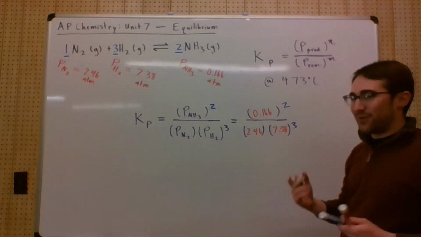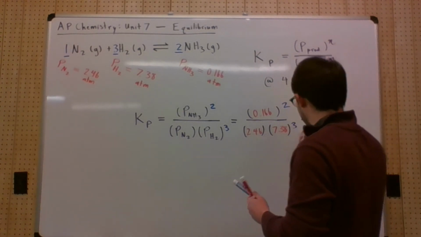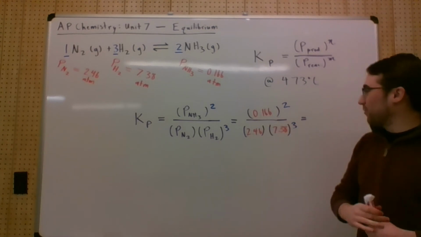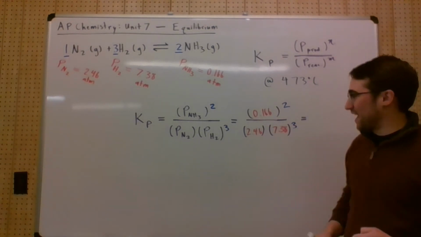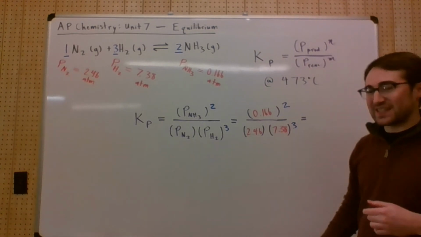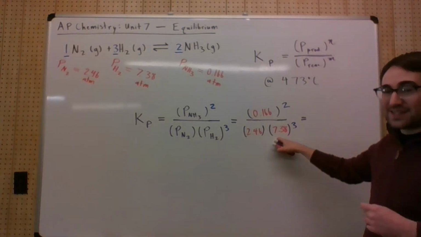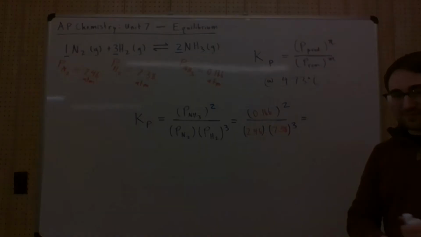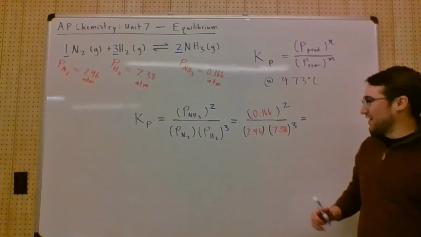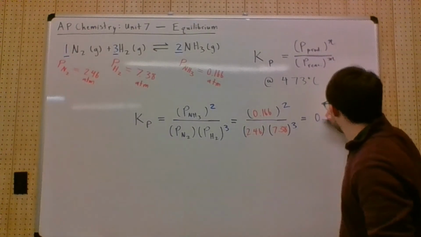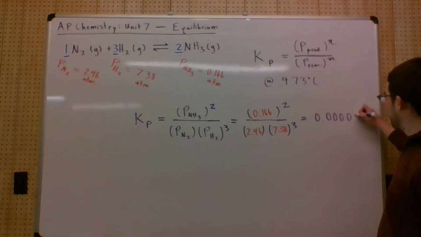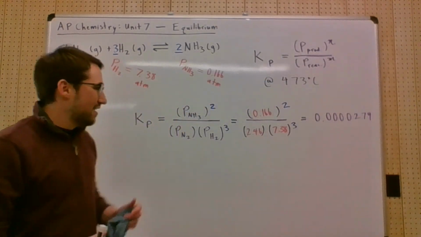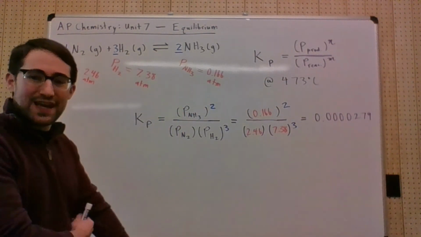So to solve for my equilibrium constant, I just have to plug all this into a calculator. 0.166 squared divided by the quantity of 2.46 times 7.38 to the third power. Okay, what I get here is about 0.0000279 with no units.